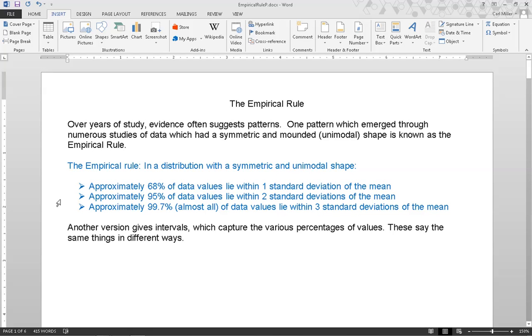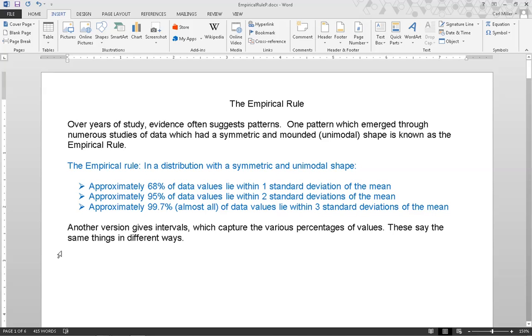The empirical rule. In a distribution with a symmetric and unimodal shape, approximately 68% of data values lie within one standard deviation of the mean. Approximately 95% of data values lie within two standard deviations of the mean. Approximately 99.7%, almost all, data values lie within three standard deviations of the mean.